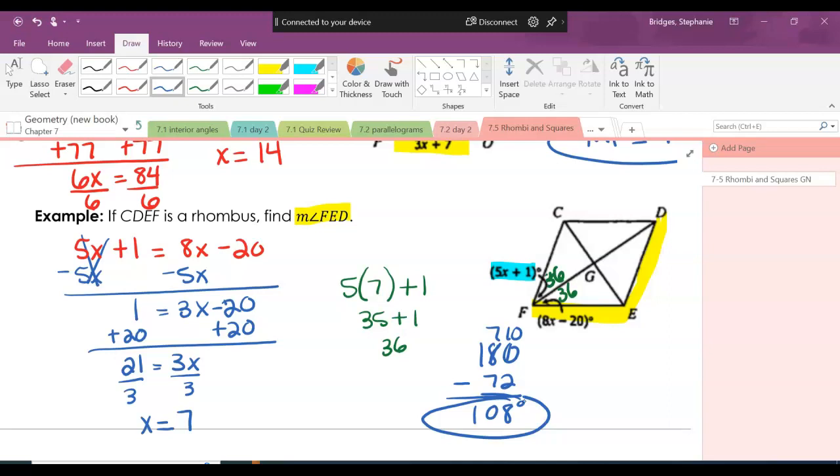If this is 36, the diagonals are perpendicular. We can find out what this piece is and then double it. You can say 36 plus 90. Subtract that from 180. That is 54, which means that top part is 54. So together it would be 108. That one is the perfect way to do it as well. If I have any questions. Okay, these are specific to rhombi and squares.